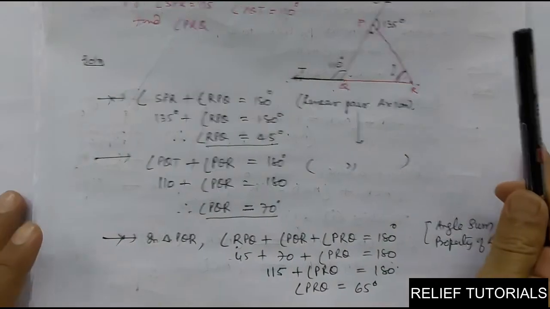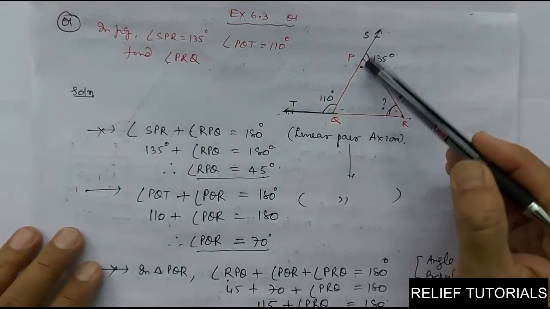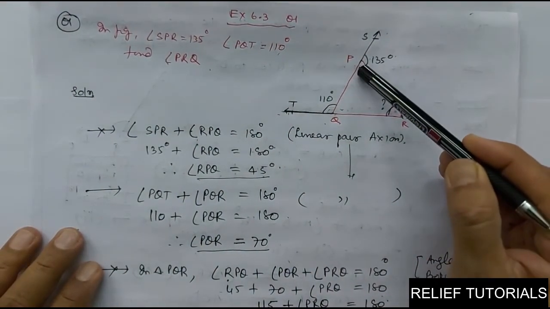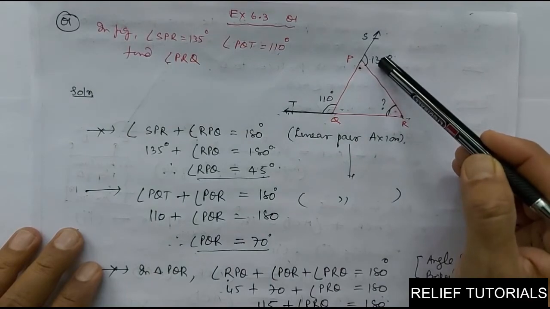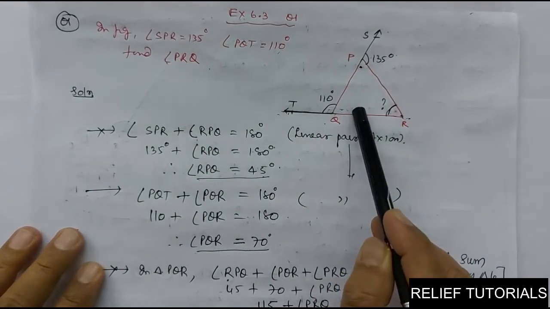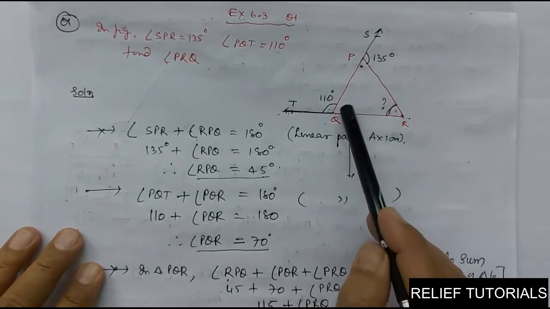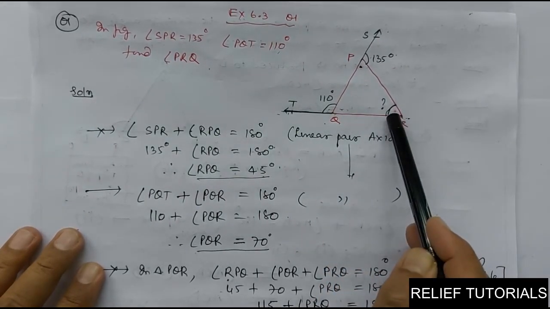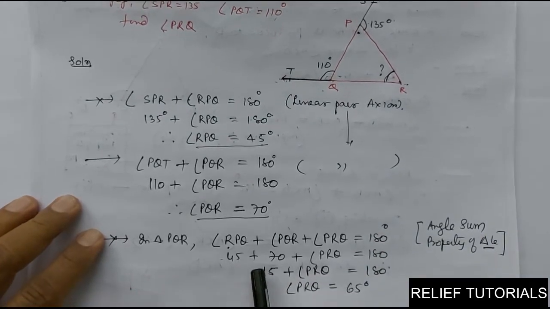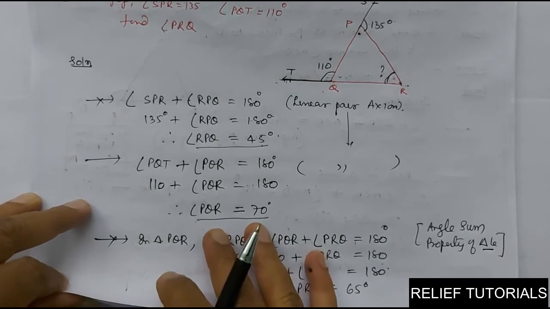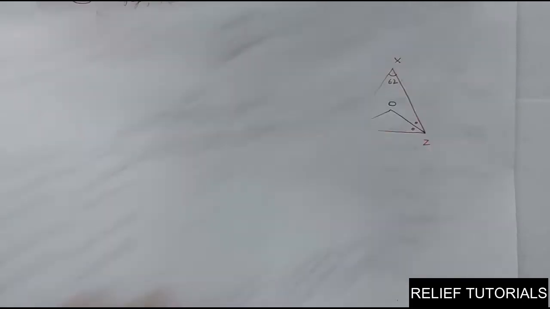So nothing much we have done. See here, moral of the story: these two are a linear pair, the total is 180, so this angle will be 180 minus 135, that is 45. These two angles are a linear pair, the total is 180, this is 110, so you will get 70. You have two angles of a triangle, so you can find the third angle by the angle sum property of a triangle. Okay, I hope you understood this. This is question number 1.